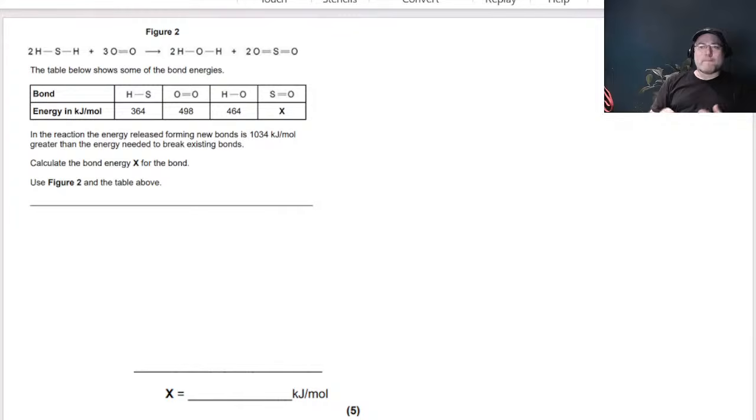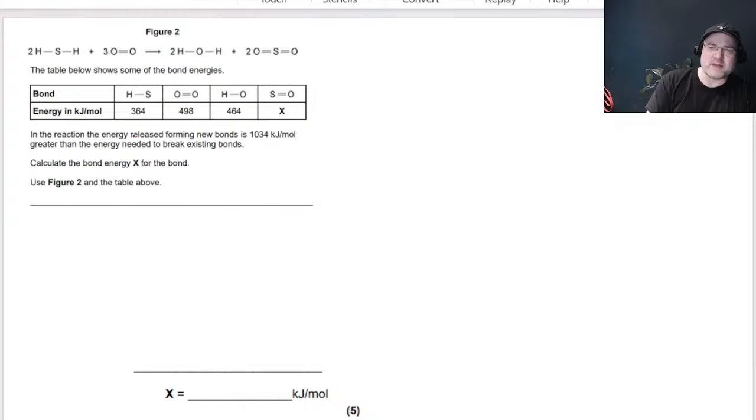Okay, let's do a quick bond calculation. There hasn't been an exam where they don't ask you a bond calculation. So what are you going to do here? They've said in the reaction, the energy released, and you have to check what they're writing here. The table below shows some of the bond energies in this reaction.